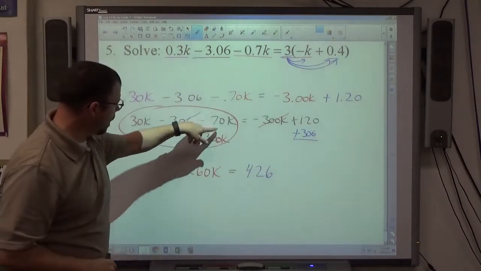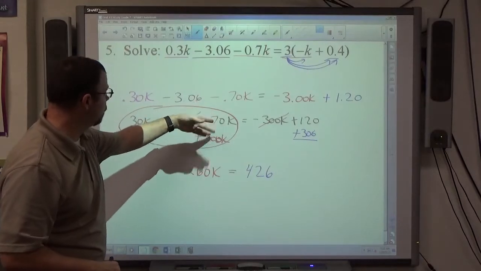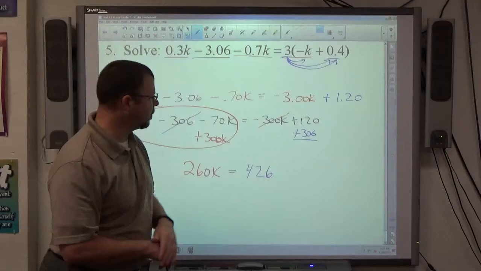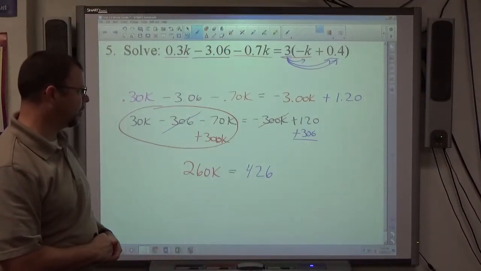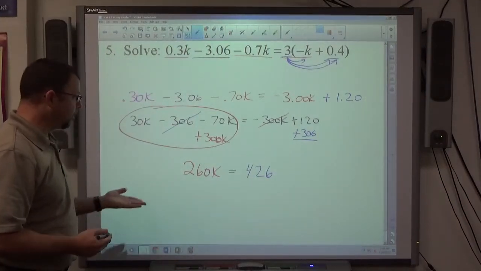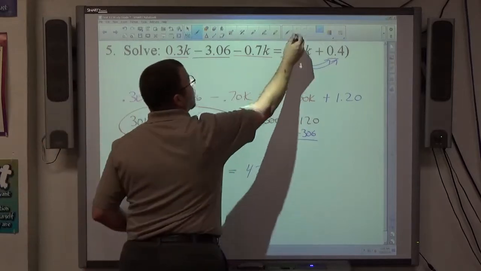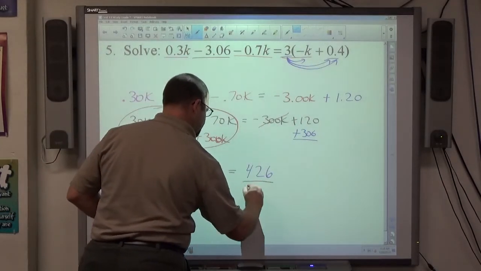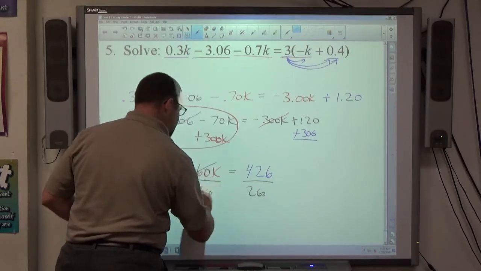In this case, I subtract because the signs are different. Positive 230 and positive 30 make positive 260. Here the signs are the same. I simply add the 2 numbers. 426 is what you get. And the last step, as with most of these equations, we're going to divide by what's in front of the variable. Variable's k, divide by 260. That is the correct answer.